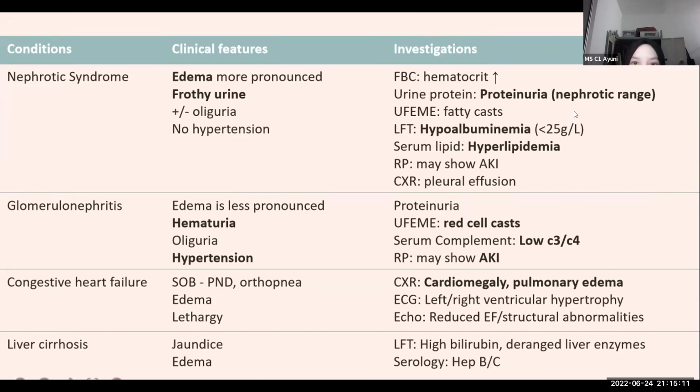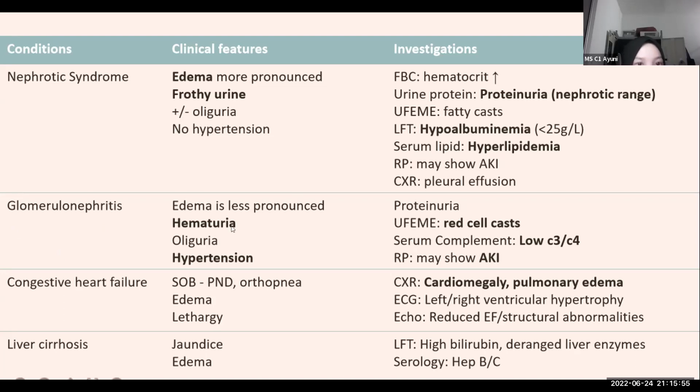And then we check for UFEME. In nephrotic syndrome, you can have fatty casts, but in glomerulonephritis, you might be able to see red cell casts because of microscopic hematuria. And then liver function test in nephrotic syndrome, you will be able to see hypoalbuminemia. And in order to compensate for the hypoalbuminemia, the patient may have hyperlipidemia. And then renal profile, both nephrotic syndrome and glomerulonephritis may show AKI, but it's more prominent in glomerulonephritis. And then chest X-ray may show pleural effusion because of third spacing of the fluid.